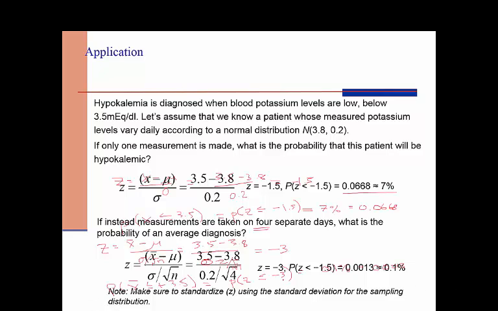So you can compute the z-value and from there find the final answer.